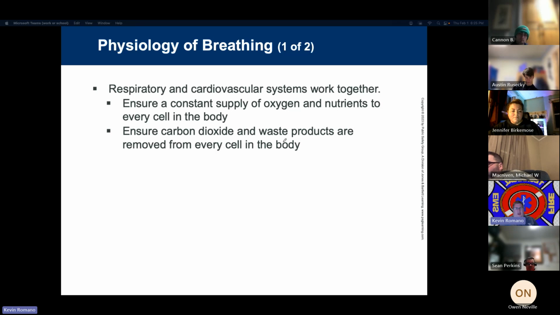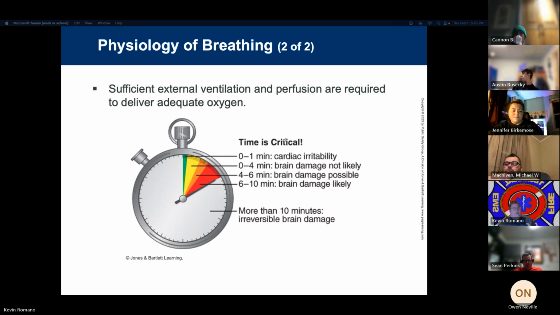We have to be able to measure that. We can measure that through SpO2 as oxygenation and end-tidal CO2 for perfusion or off-gassing of carbon dioxide. So sufficient external ventilation and perfusion are required to deliver adequate oxygenation, right? We have to make sure we're getting this oxygen to the tissues of the body. Remember that here, time is crucial, right?